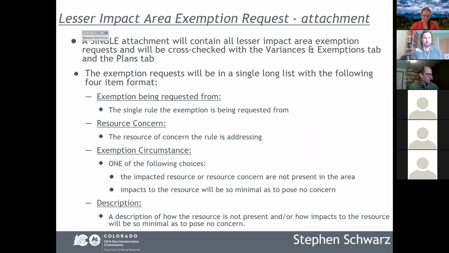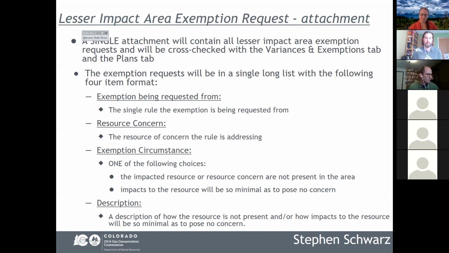This is the single rule that the exemption is being requested from. Next, the resource concern. The resource concern is what the rule is addressing. The next one, exemption circumstance. This is defined by rule as one of 2 choices. It is either the impacted resource or resource concern are not present in the area, or impacts to the resource will be so minimal as to pose no concern.